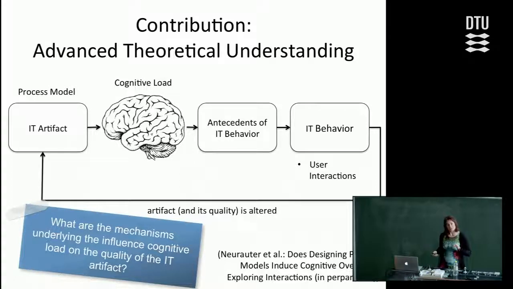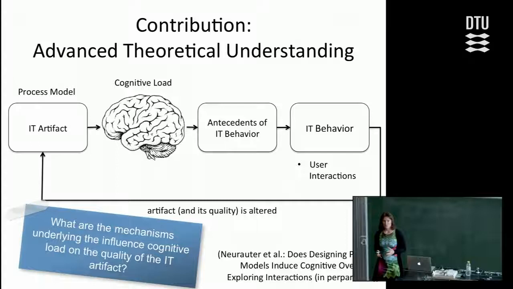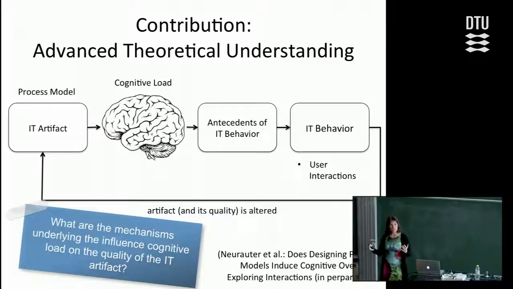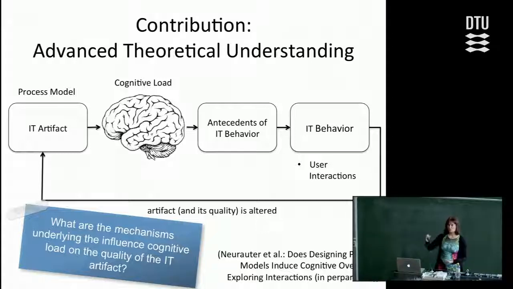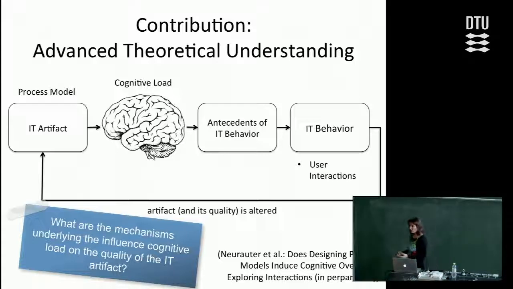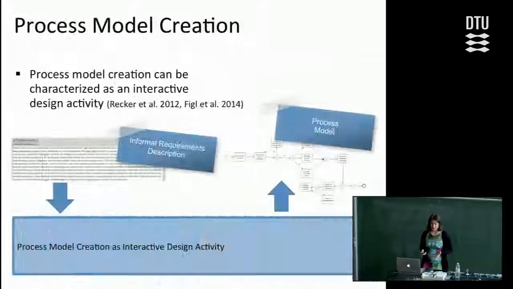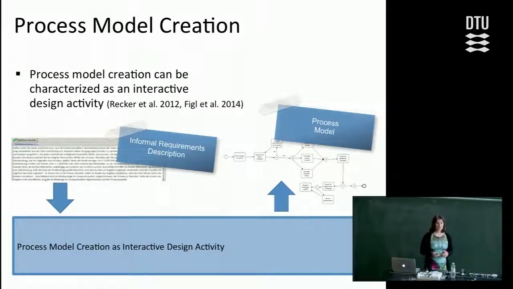So you might have noticed that I slightly changed this illustration. The arrow is now going back into the IT artifact, because when we deal with process modeling or programming, not just source code reading, using user interactions, we are continuously changing the artifact, and with that also the quality of the artifact. So it's more or less an iterative process where a design artifact is developed step by step. In that context, we looked into process modeling, which is a sort of interactive design activity.